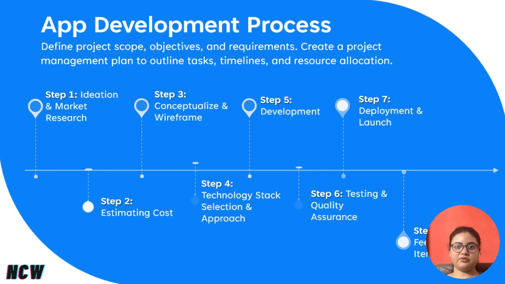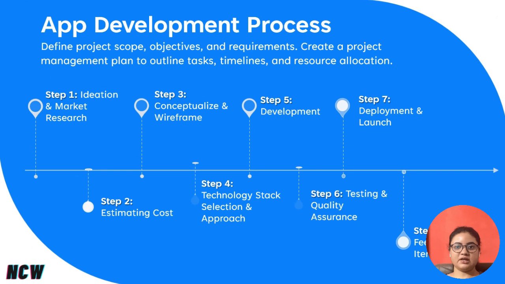For an effective app development process, there are 8 important steps you can follow. Step 1 is ideation and market research. Step 2 is estimating cost. Step 3 is conceptualize and wireframe. Step 4 is technology stack selection and approach. Step 5 is development. Step 6 is testing and quality assurance. Step 7 is deployment and launch. Step 8 is user feedback and iteration.